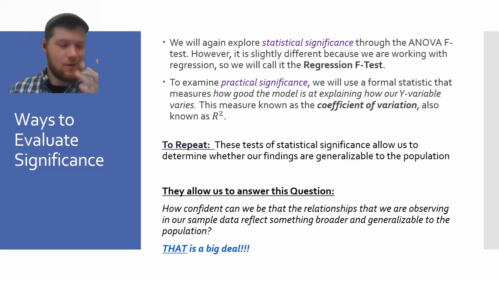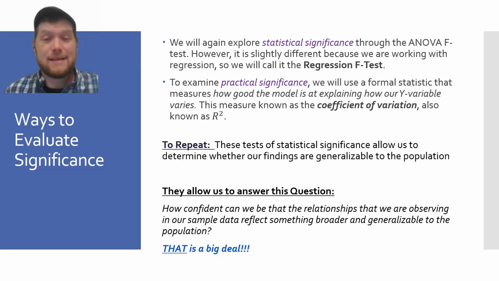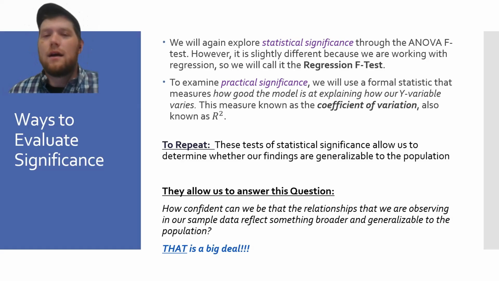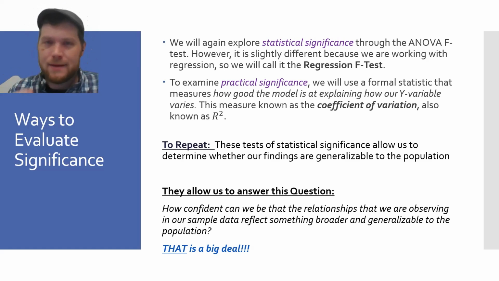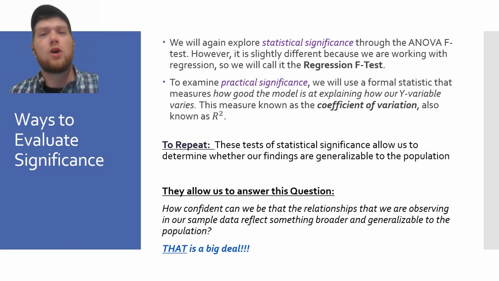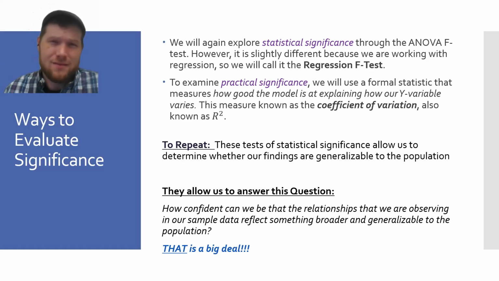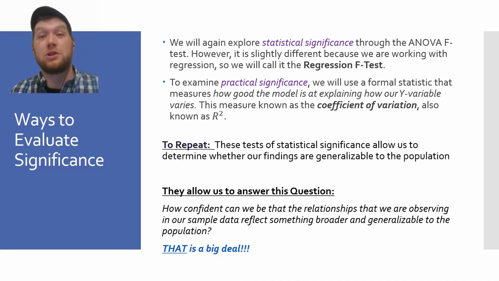And to repeat what we talked about before, these tests of statistical significance allow us to determine whether our findings are generalizable to the population. Is there a reason to believe the population actually fits this sort of hypothesis? How confident can we be that the relationships we are observing in our sample data reflect something broader and generalizable to the population? That is a big deal. Go back to module 4 and see how we talked about those things, because without being able to generalize to the population, we're just playing around. We're not actually doing anything that's helping society. We want to generalize to a bigger population based on the data we collected.